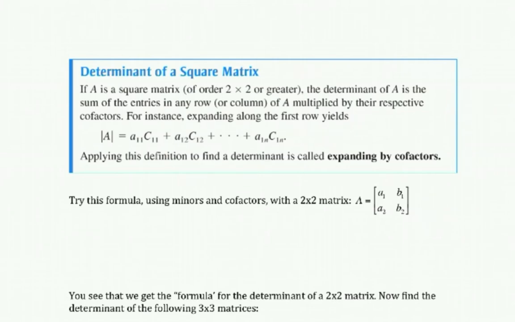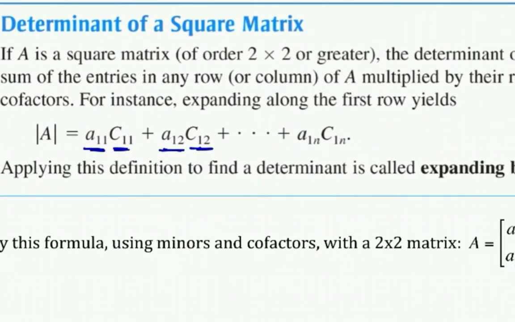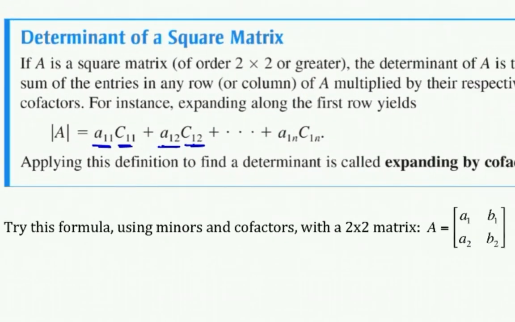So if A is a square matrix of order 2 by 2 or greater, the determinant of A is the sum of the entries in any row or any column of A multiplied by the respective cofactors. For instance, if you want to work across row 1, it'd be the first term in row 1, column 1 times its cofactor plus row 1, column 2 times its cofactor plus etc., all the way until you get to the end of the row. Applying this definition to find a determinant is called expanding the cofactors.